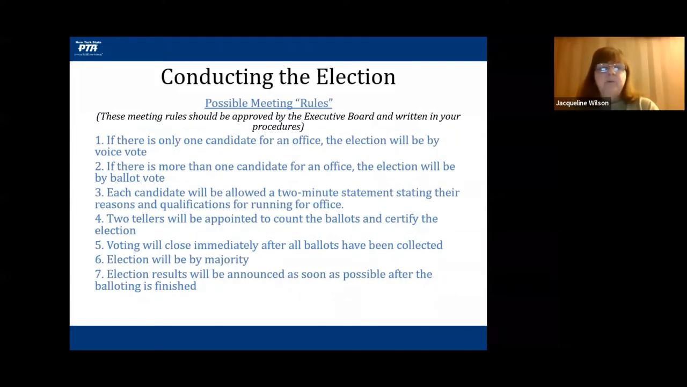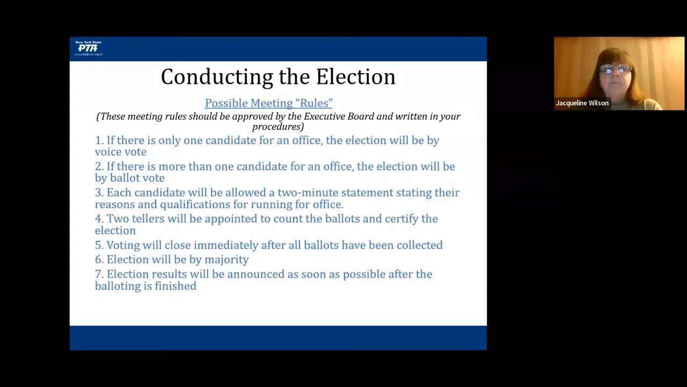So here's some possible meeting rules, okay? And again, these are approved by the executive board and written into your procedures. So one would be, if there's one candidate for an office, the election will be by voice vote. If there's more than one candidate for an office, the election will be by ballot vote. And both of those items are listed in your bylaws.